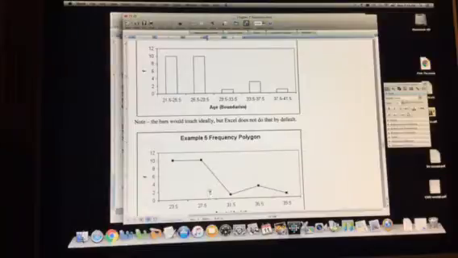Now, the one advantage to a frequency polygon is, you'll see in the book, there's an example. You really shouldn't cut the bottom off of bar charts because people look at the ratio of the heights. So if you have to cut the bottom of a chart off, you're better off with a line graph.